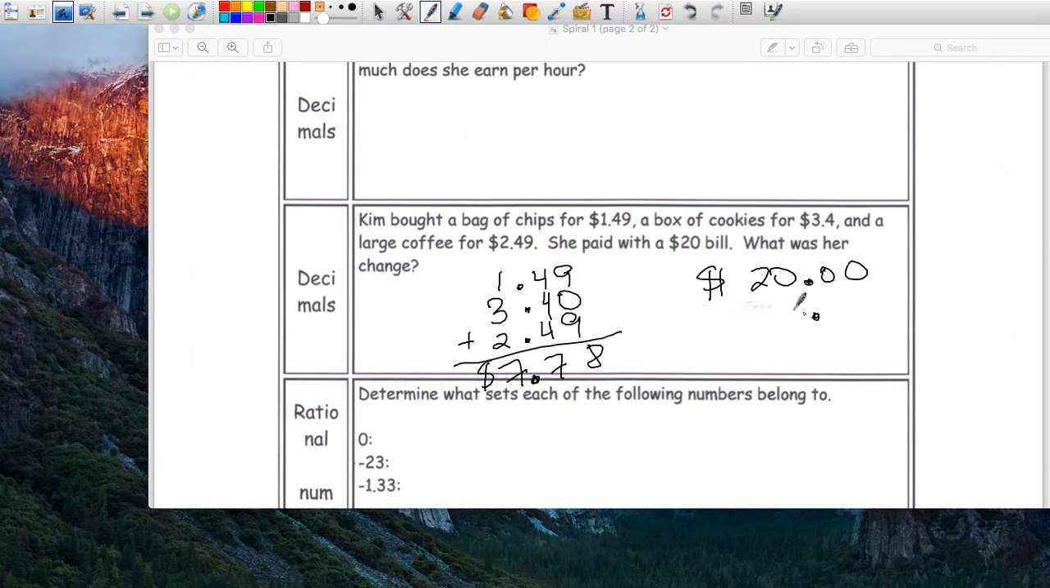Line up your decimals again. 7, 7, 8. Let's see how much change you get. You're going to borrow from the 2. That becomes a 10, which becomes a 9. This becomes a 10, which becomes a 9. And this becomes a 10. 10 minus 8 is 2. 2. 9 minus 7 is 2. And then 1 comes down. Her change is $12.22.